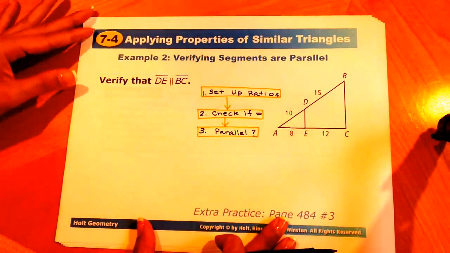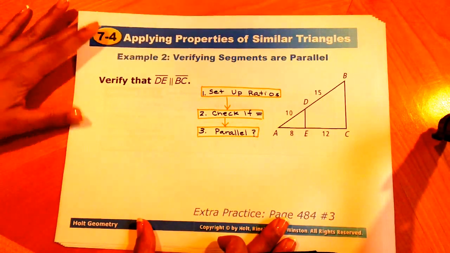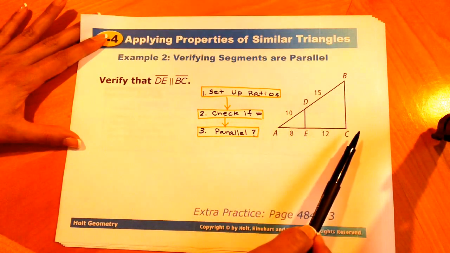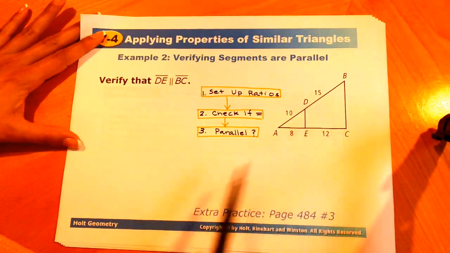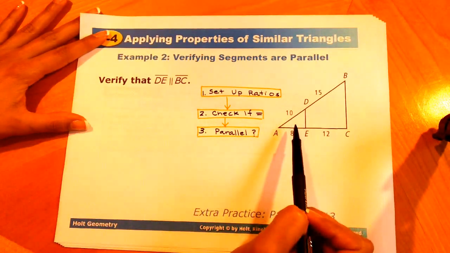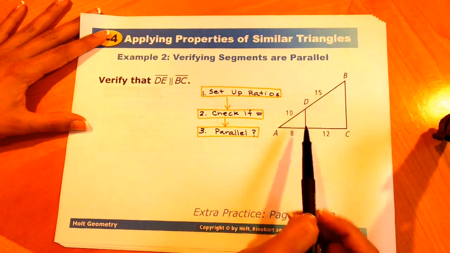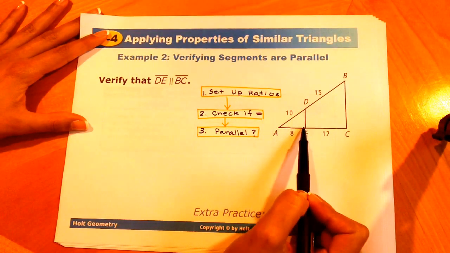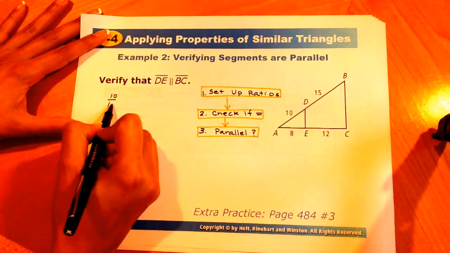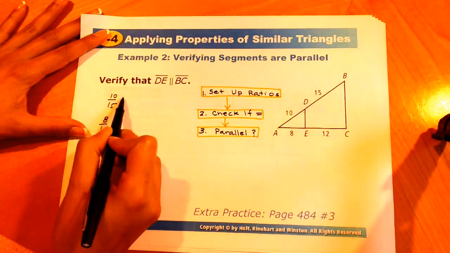So here's our example for that theorem. We need to verify that DE and BC are parallel. So DE and BC here, we need to make sure that those are parallel. And we're going to start by setting up our ratios. So I have 10 to 15, and then we also have 8 to 12.